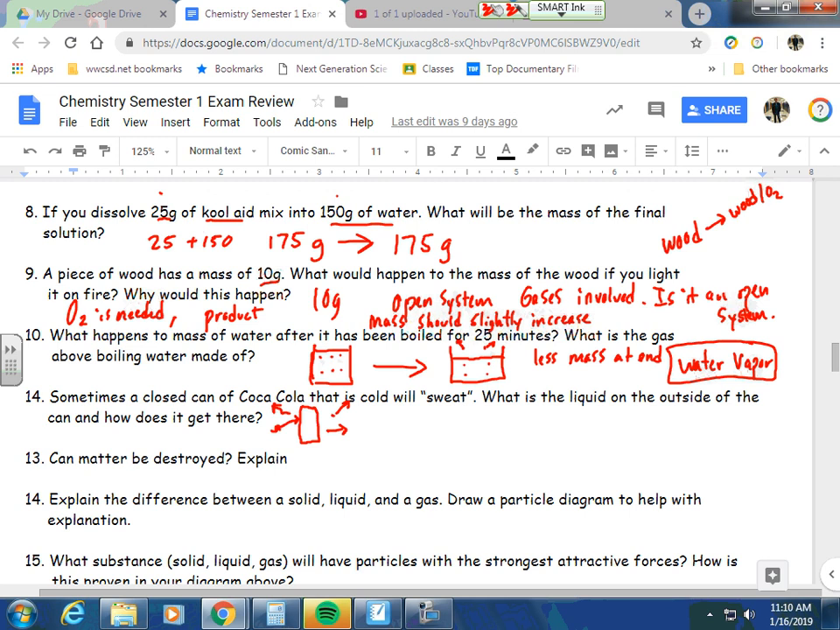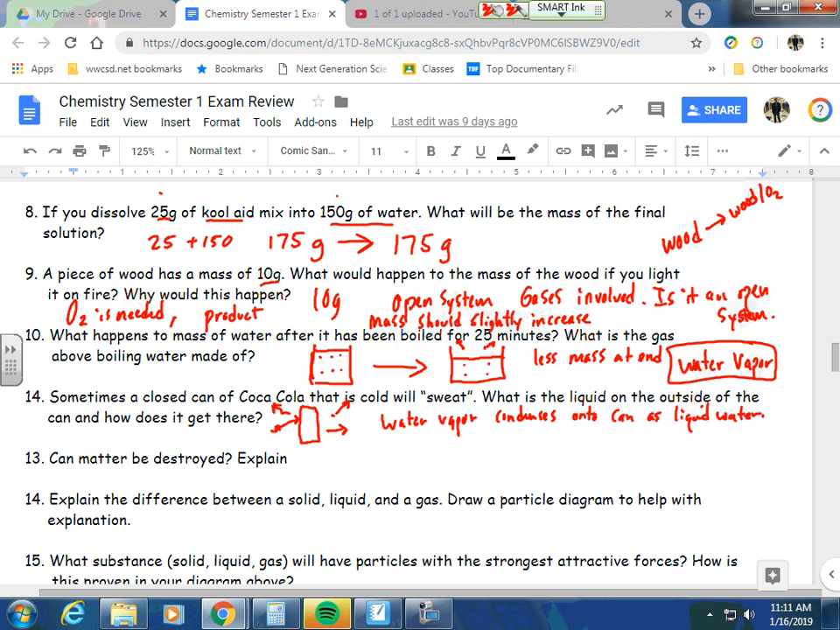But they're zipping around, bouncing off the can. Since the can's cold, every time they bounce off the can, they transfer energy to the can. When they transfer energy to the can, that means they've lost some energy, which means they're going to be moving slower. And when they move slow enough, eventually they're going to turn into liquid on the side of the can. So water vapor condenses onto the can as liquid water. So that's liquid water on the outside of the can. That's what it is. It's cooling.